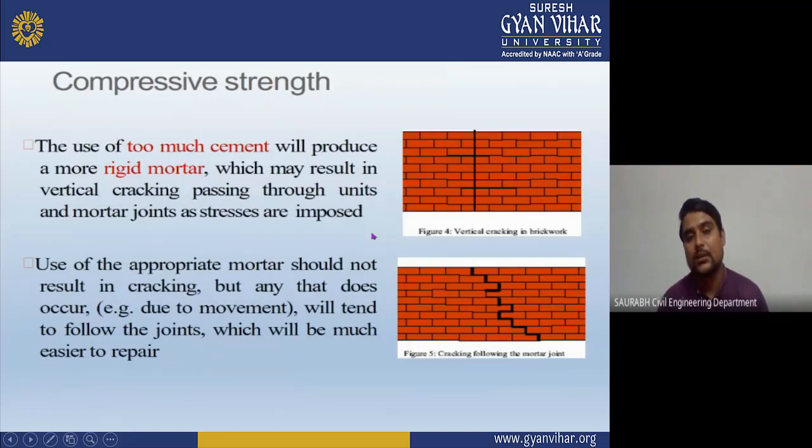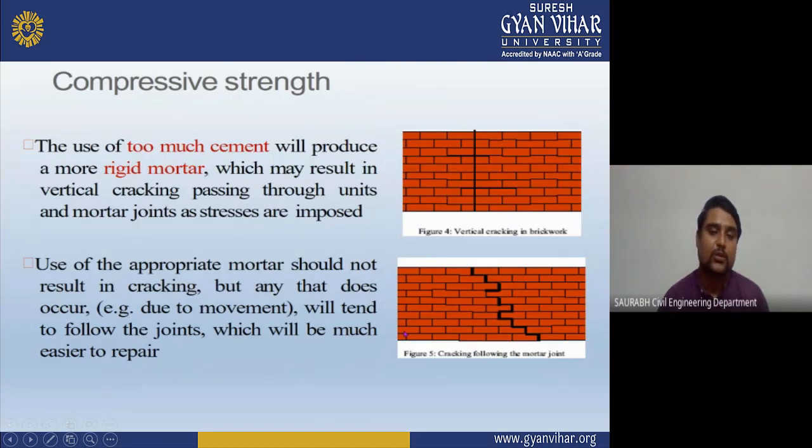Now we will see again the hardened properties of mortar, which is known as the compressive strength. The use of too much cement will produce more rigid mortar, which may result in vertical cracking passing through the unit and mortar joint as stress is imposed. So you can see here, this is vertical cracking caused by using more cement during the preparation of mortar.